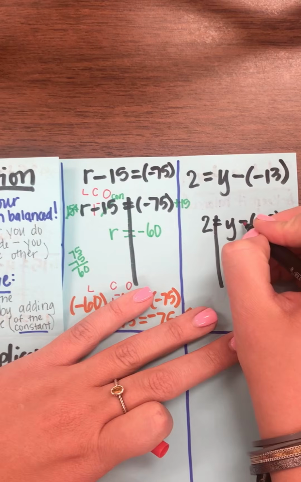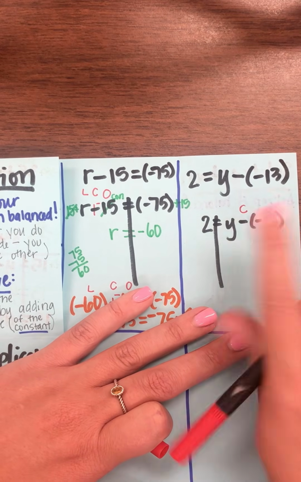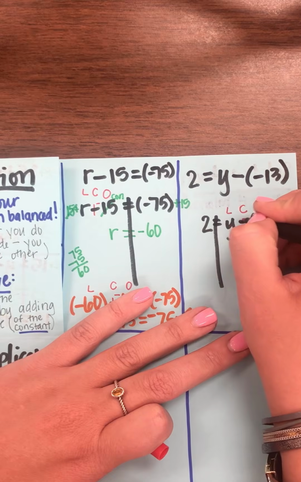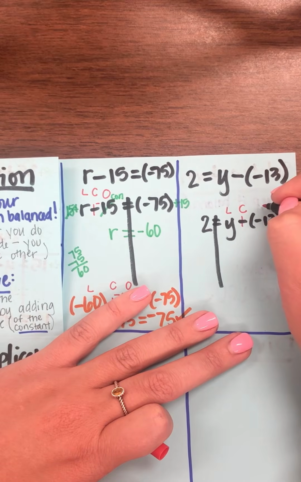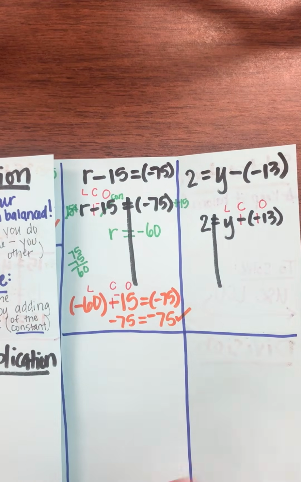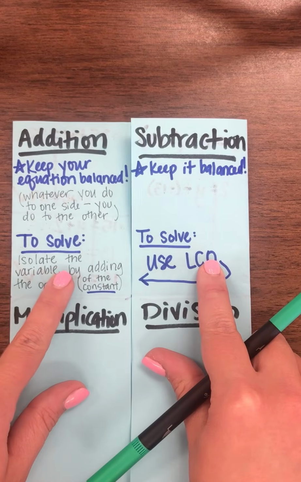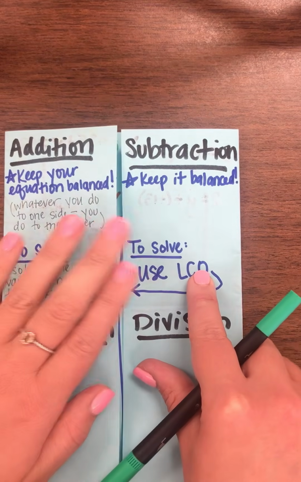So I'm gonna find my subtraction sign. The C always goes on top of the subtraction. So we're gonna leave the first term, change subtraction to addition, and do the opposite of negative 13, which is positive 13. All I did was LCO. I haven't done anything else yet, but I did my LCO step, right?